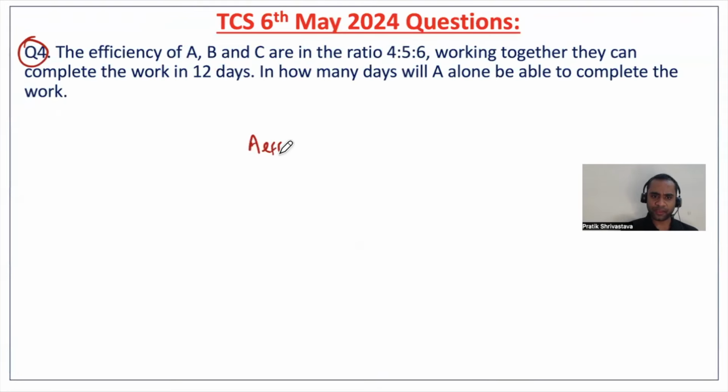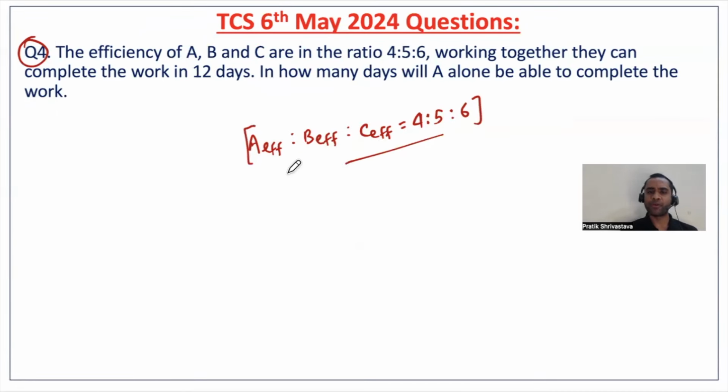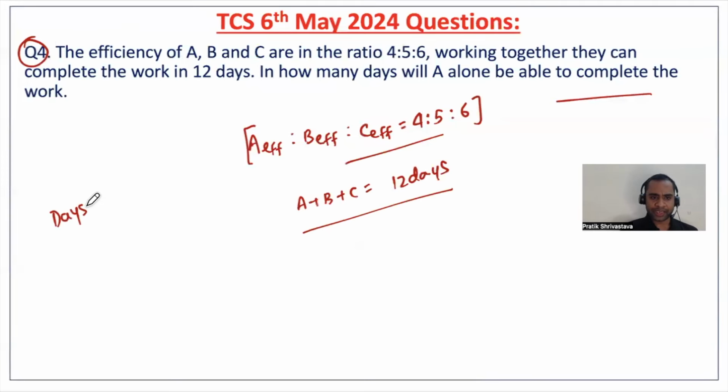Now the efficiency of A, efficiency of B, and efficiency of C are in the ratio of 4 is to 5 is to 6, right? So these are the efficiency ratio. Working together, A plus B plus C can complete the work in 12 days. Now they're asking, in how many days will A alone be able to complete the work? As we know, days into efficiency will be equal to work, right? So they are working for 12 days.